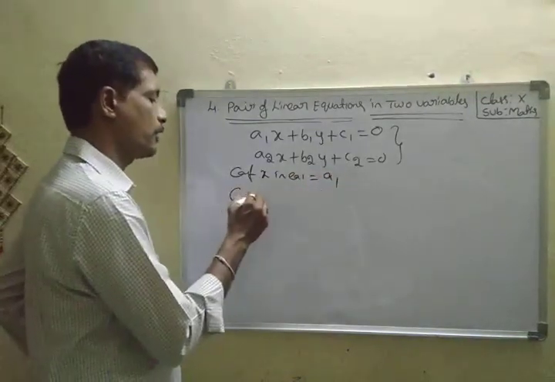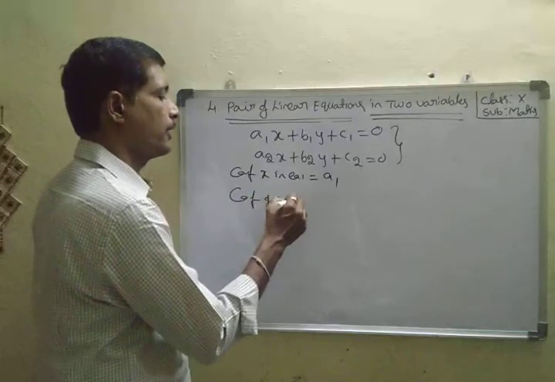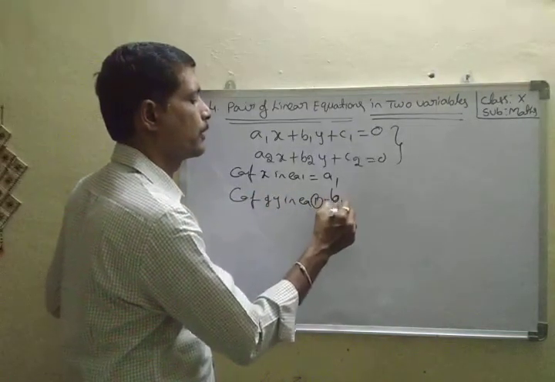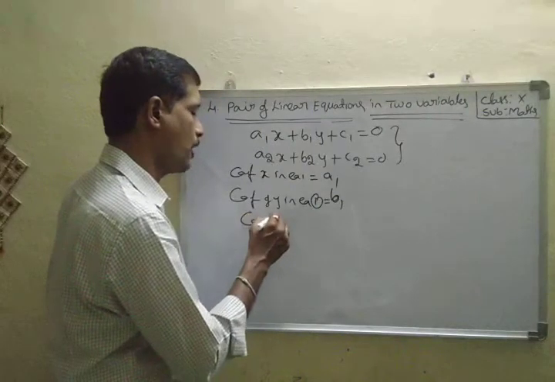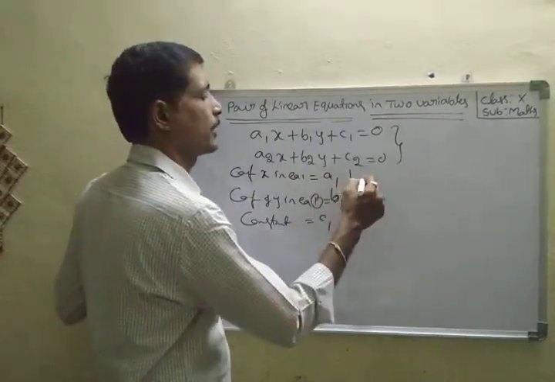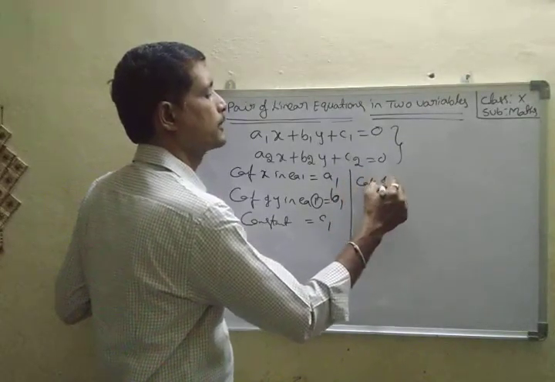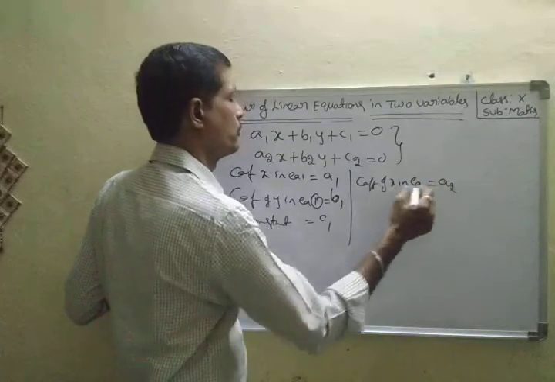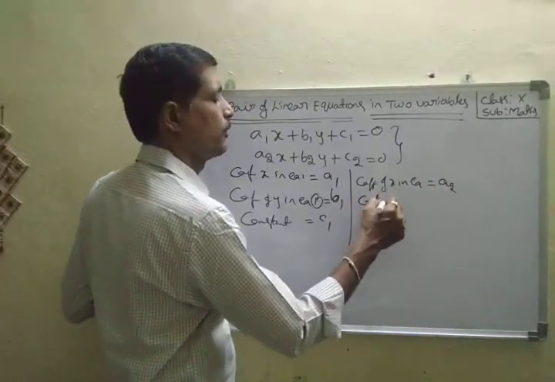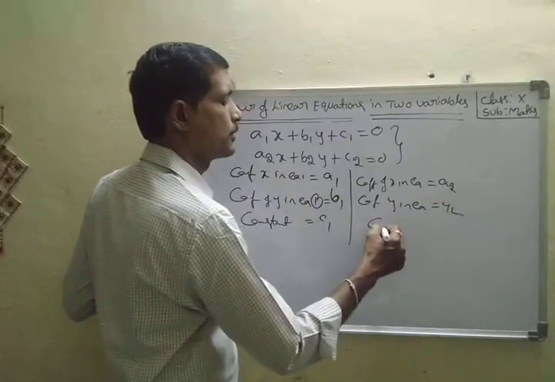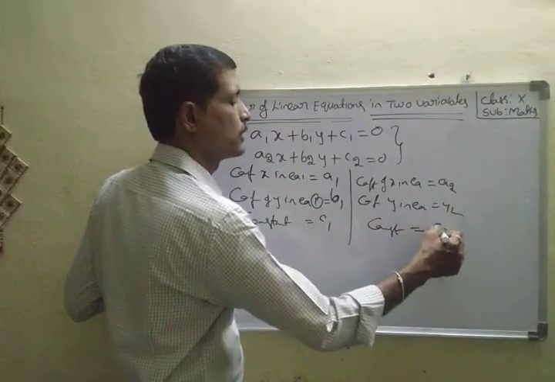Next one is the coefficient of y in equation 1, that equals b1. Here the constant equals c1. Same as the second equation, the coefficient of x in equation 2 equals a2. Next, the coefficient of y in equation 2 equals b2, and the constant is c2.